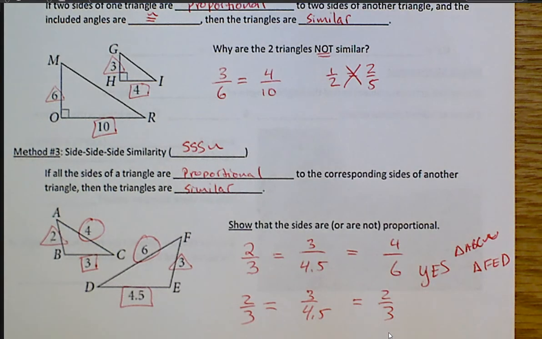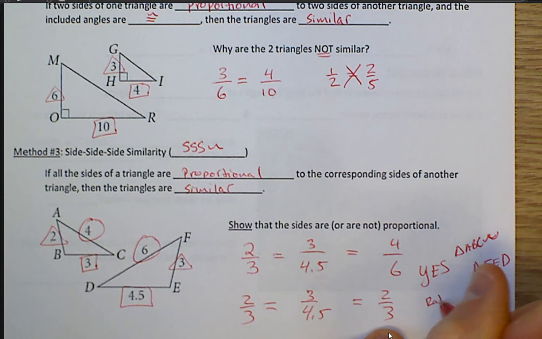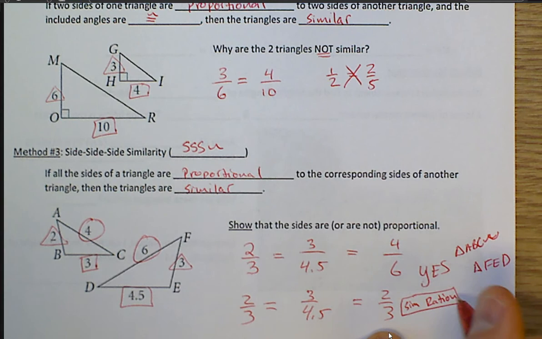Here's a bonus question. What's the similarity ratio between these two triangles? What's the similarity ratio, if I asked you that? The similarity ratio is the fraction. Remember, ratio is a fraction that they all reduce to. You would say 2/3. Okay? Let's flip it over on the back. Let's apply some of these to some problems. Okay?